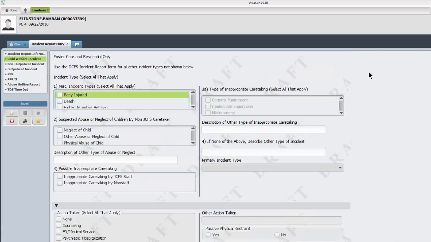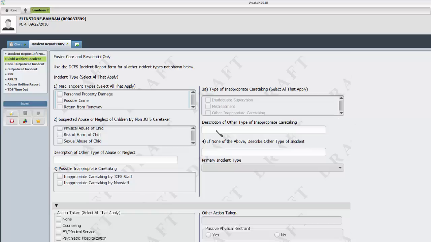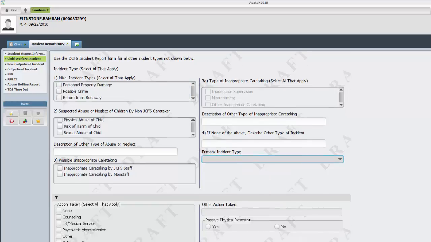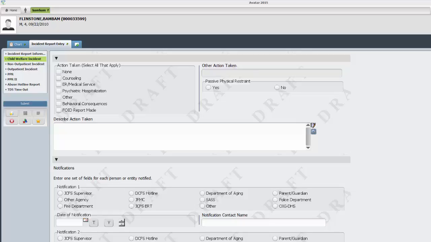So if this were a foster care or a residential client, then all of this information would need to be recorded. What type of incident it was, whether it was suspected abuse or neglect of a child. If it wasn't one of these categories, then we would need to list out what category it was. If it was inappropriate caretaking, was it by JCFS staff or by non-staff? If it was inappropriate caretaking, what kind of inappropriate caretaking? A description of the other kinds if it didn't fall into one of these pre-created categories, and then what the primary incident type was.